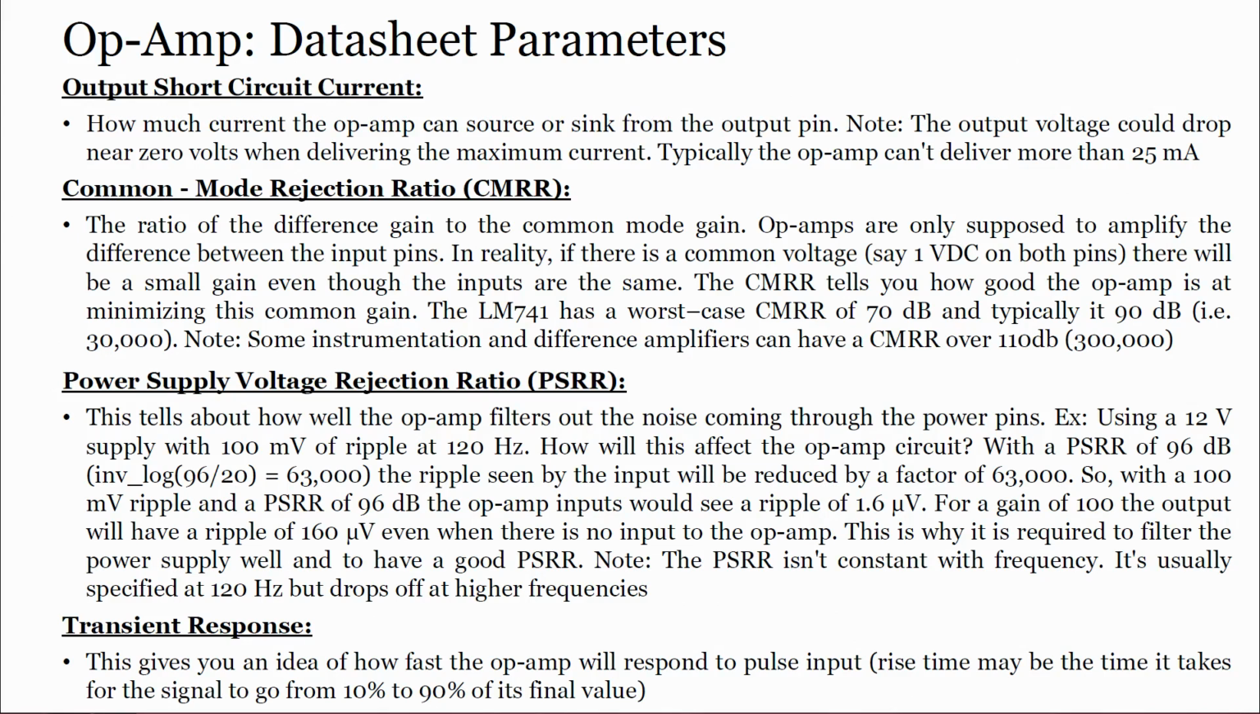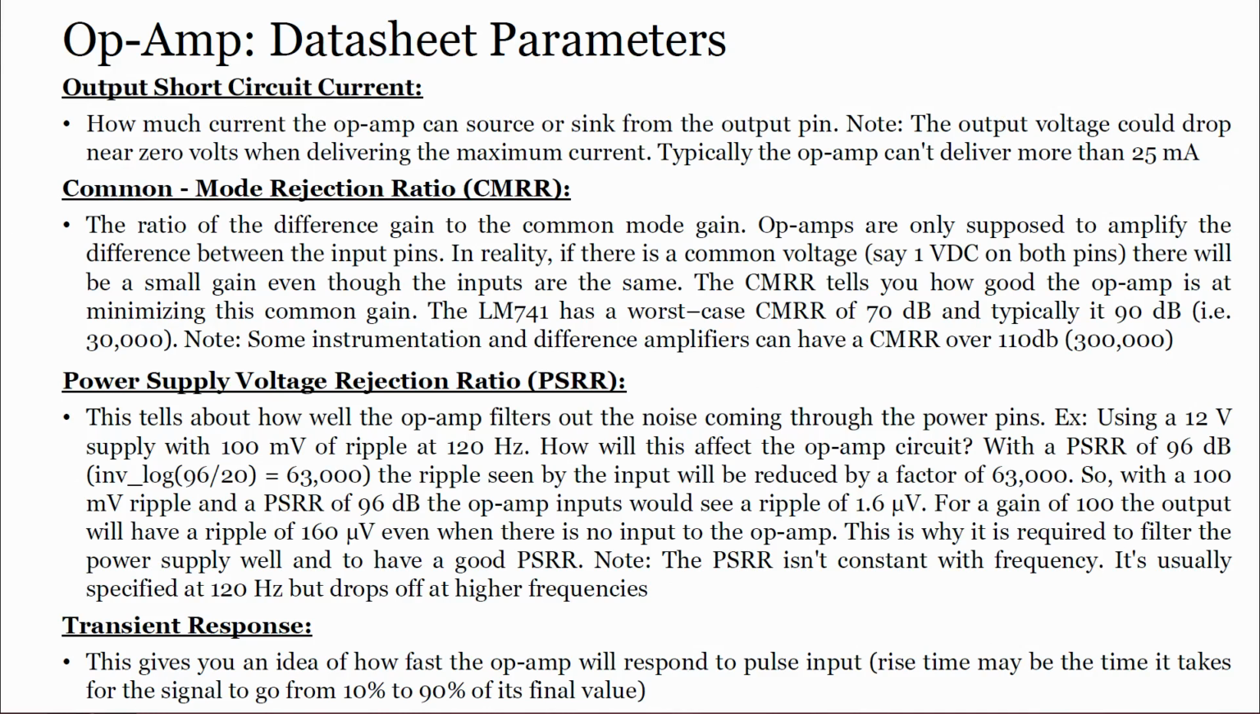Then we have seen the common mode rejection ratio. There is another parameter in the data sheet. What is this parameter? The ratio of the difference gain to the common mode gain. We have seen that, right. AD by ACM, and CMRR should be extremely high.